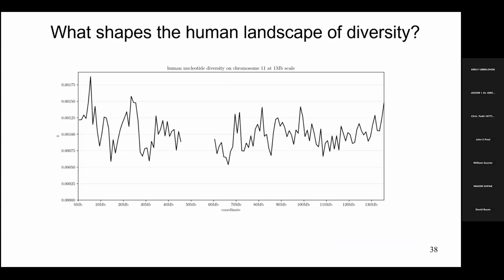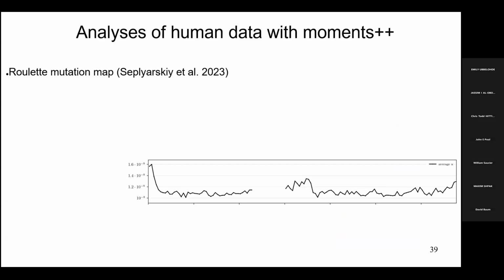Yeah. Right. So what shapes the human landscape of diversity? You can ask this question. We have some observed diversity level here, like we have for Drosophila in the introduction. So we can ask, what is dictating that? We can start now that we have the Roulette mutation map, which was recently published by Seplyarskiy and others at the end of 2023. This is what the Roulette maps look like.